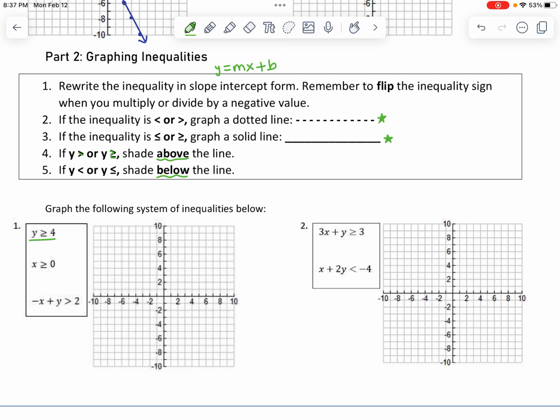Before you draw the line, you want to determine though, should it be a dotted line or a solid line? Because this is greater than or equal to, this will be a solid line at y equals 4. So we can go ahead and graph that.